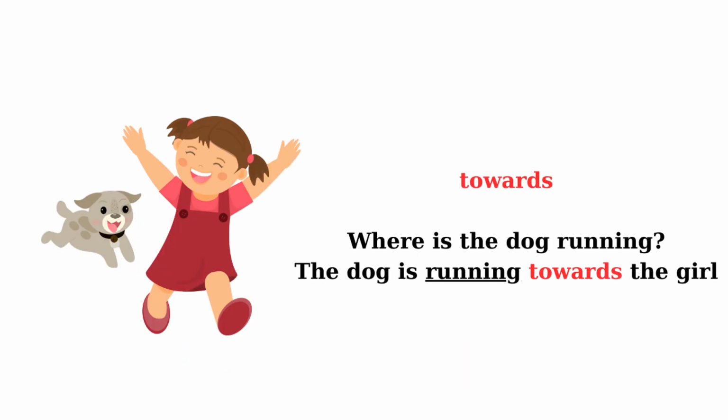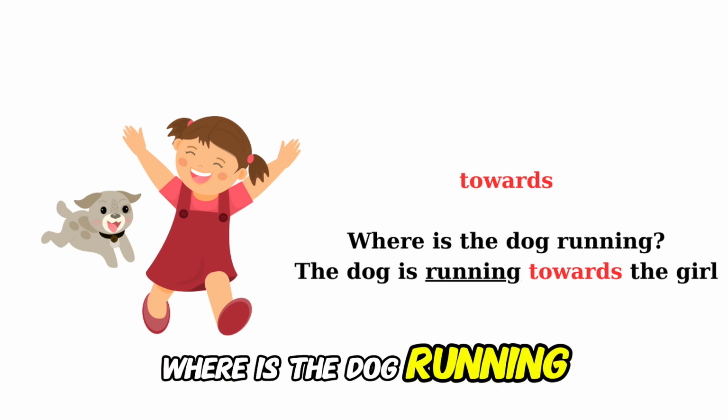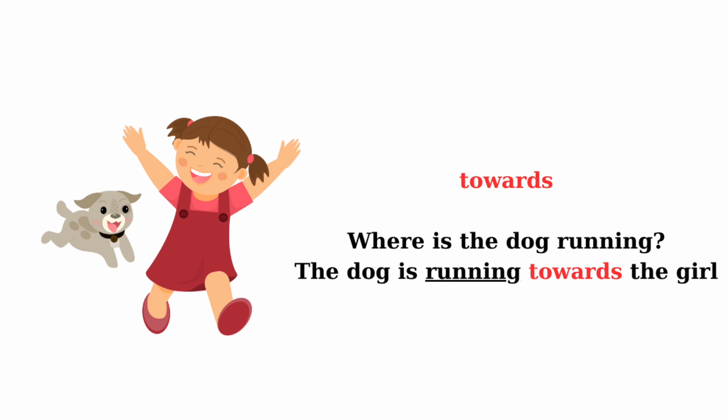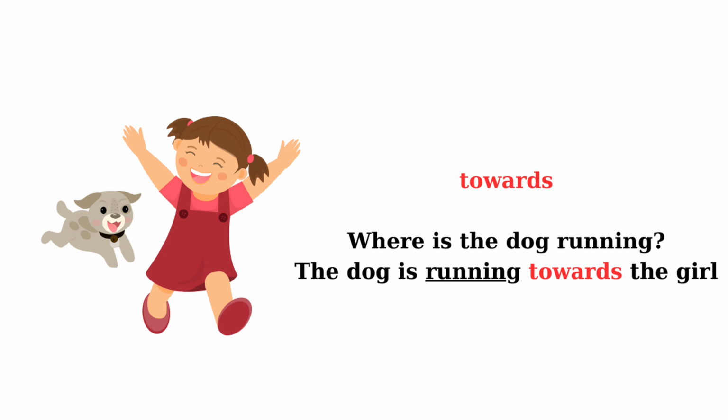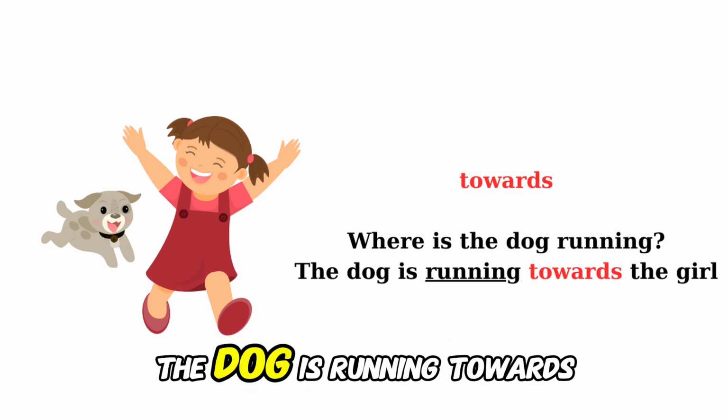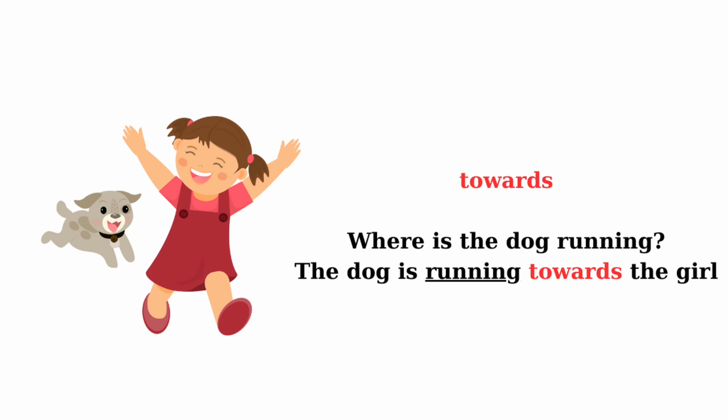Towards. Where is the dog running? The dog is running towards the girl. Where is the dog running? The dog is running towards the girl.